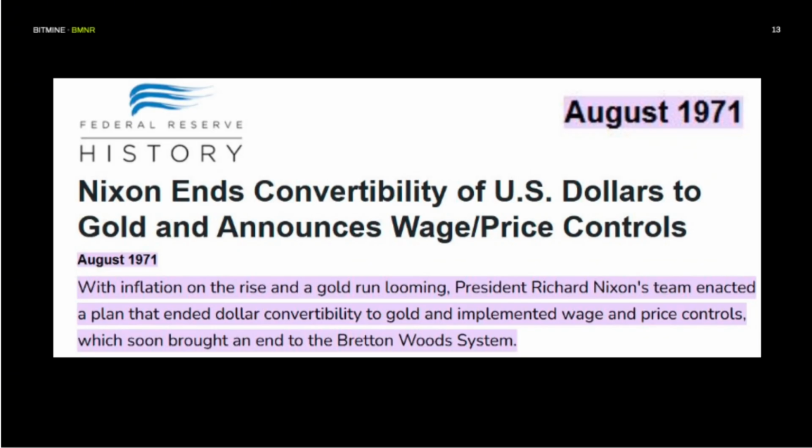The next page gives the 1971 backdrop, a crisis of soaring inflation and a rush into gold. Tom's point is that great innovation often comes from crisis. The collapse of the old gold standard paved the way for a new, more complex system, modern Wall Street.